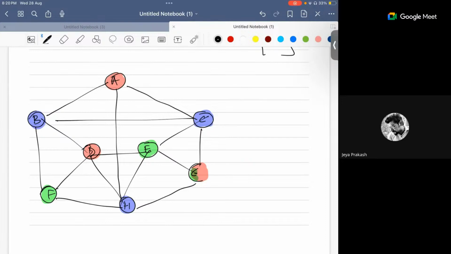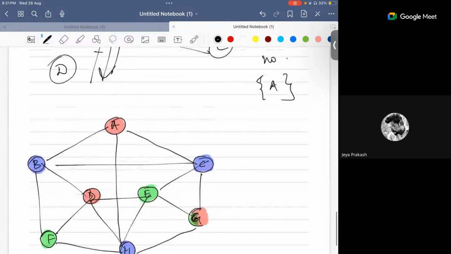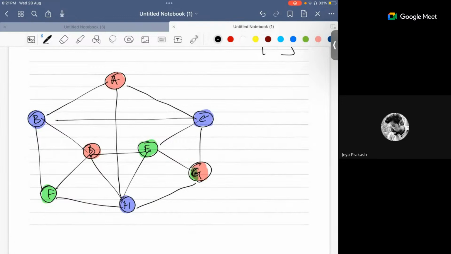So it was A, B, C, D, E, F, G, H. So the whole V, the bigger set, is all your vertices. And then you have to pick out the smallest combination of the vertices such that you are able to cover all your edges. So if you are taking H, this is covered, this is covered, this is covered, this is covered, this is covered, right?